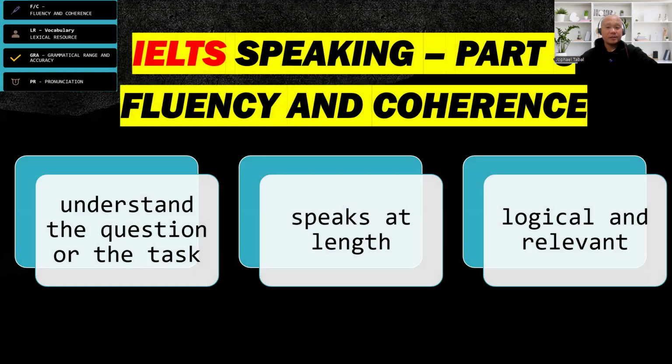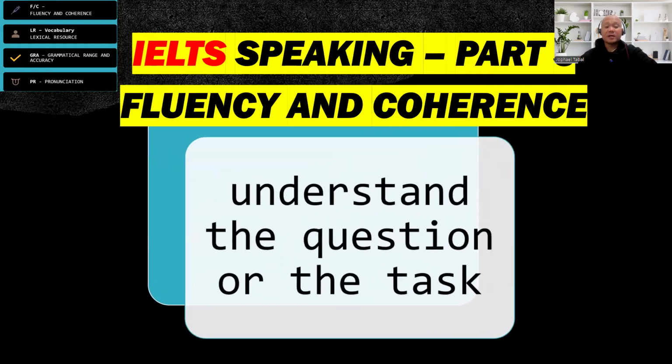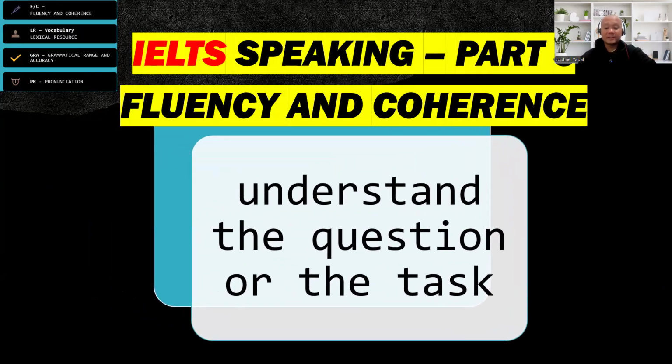Now let's check how to get a band 7 for fluency and coherence in speaking part 3. The first criterion is to understand the question or the task. The second one is to speak at length. And the third one, the answer must be logical and relevant. Let us check first, understand the question or the task.